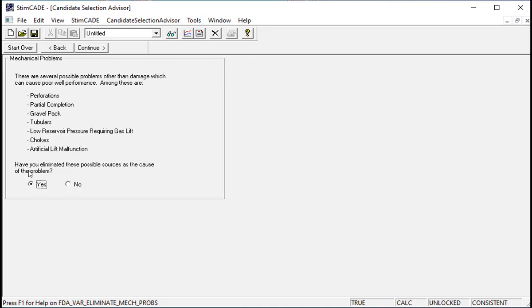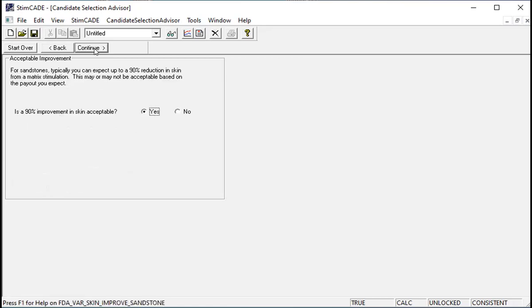So they are now asking a question: have you eliminated these possible sources as a cause of the problem? You will take yes. Then we have the acceptable improvement. For sandstone, typically you can expect up to 90% reduction in skin from a matrix stimulation. This may or may not be acceptable based on the payout you expect. Is a 90% improvement in the skin acceptable?